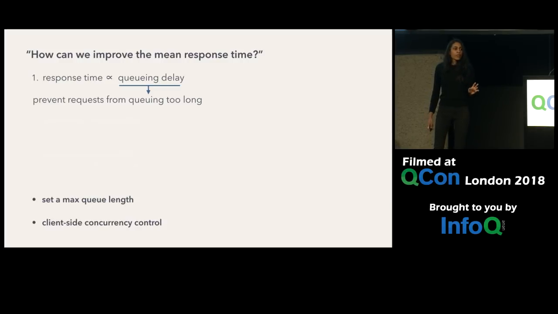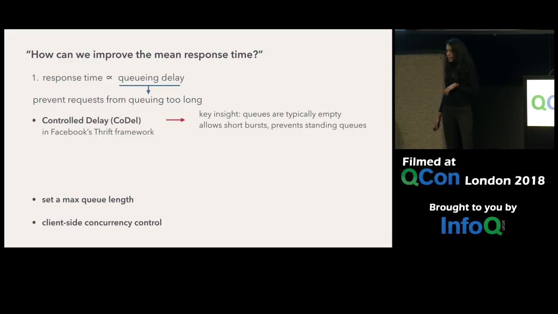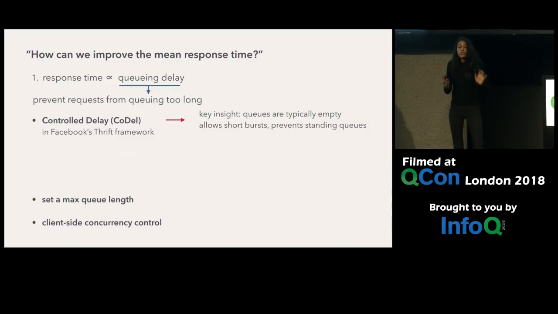But there are a couple of novel or uncommon approaches that I'd like to talk about. The first is this idea of controlled delay. This is an algorithm that Facebook implements in their Thrift, in their RPC framework. And the key insight of controlled delay is that queues are normally empty. You still want to have a queue for reliability to absorb burstiness in your traffic. But even so, your queue is normally empty.